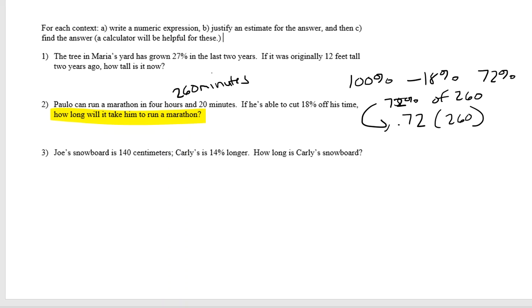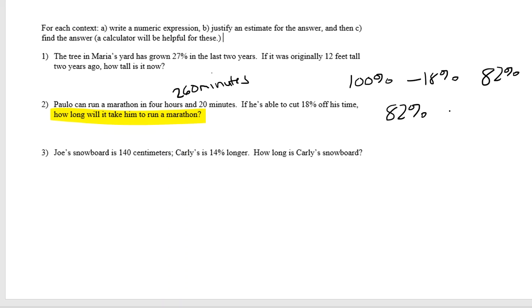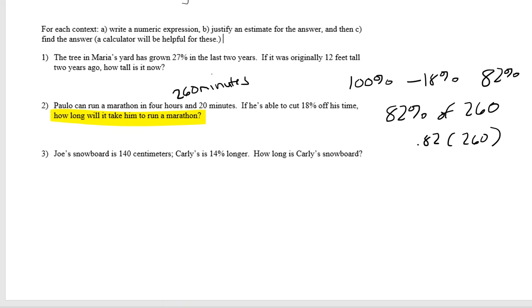And actually, let me back up. Sometimes when I am doing these, I make mistakes, and I apologize about that, okay? But 100% minus 18% is actually 82%, and I'm sure that some of you are thinking that, okay? So he can actually run the marathon in 82% of 260 if he cuts 18% off from what he started at. So if you do 0.82 times 260, you are going to get 213.2 minutes. Okay, so either expression that you write or use gives you the same answer in the end.